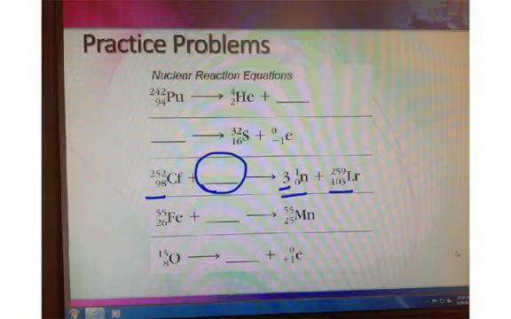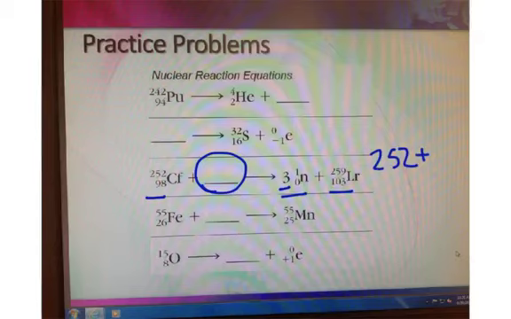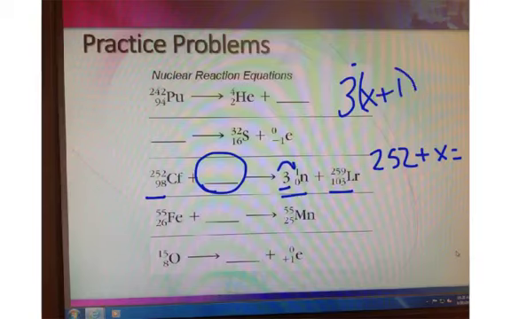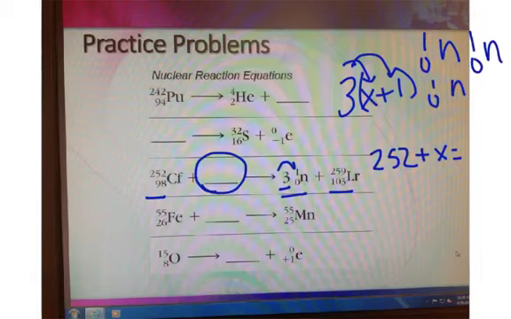So when we're looking at this, we're going to do 252 plus x equals, and this is going to distribute just like in algebra, where if you had 3 times x plus 1, that 3 would distribute to all the particles. That's saying I have 3 neutrons. So 1 neutron, 2 neutrons, and 3 neutrons. So if I had 3 neutrons, what would its mass be? Well, it would be a mass of 3 plus 259.